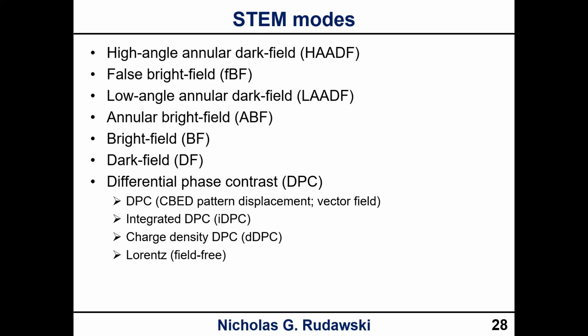We're going to start with HAADF, high angle annular dark field, because that's still the king, so to speak. Then we're going to talk about false bright field, low angle annular dark field, annular bright field, dark field, and then differential phase contrast, which has 4 subtypes. There's DPC itself, which is a vector field image that measures diffraction pattern displacement. There's integrated DPC, charge density DPC, and then Lorentz. So that's 10 different types of STEM modes at our disposal.